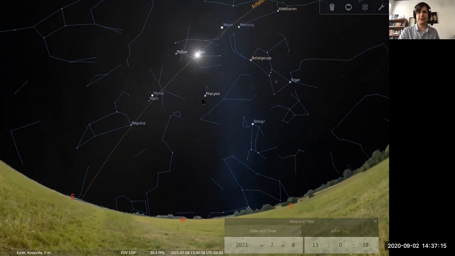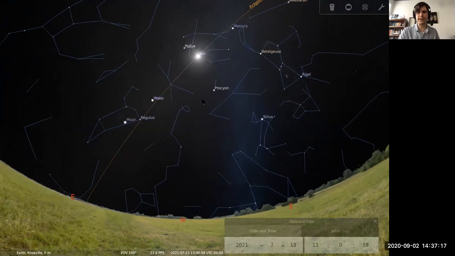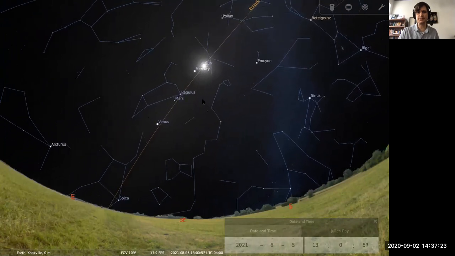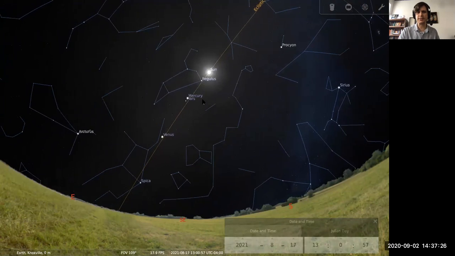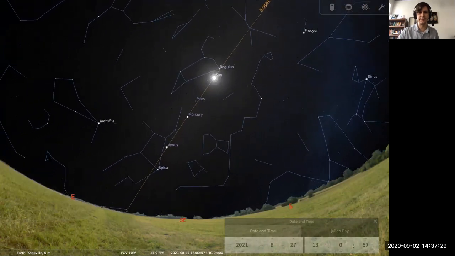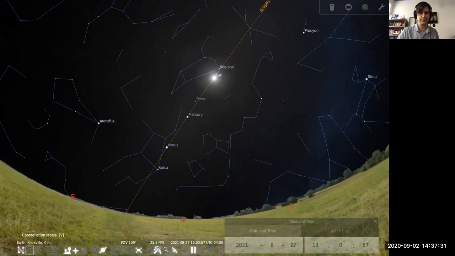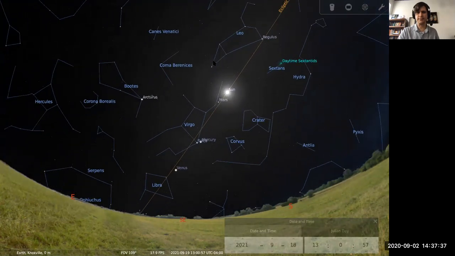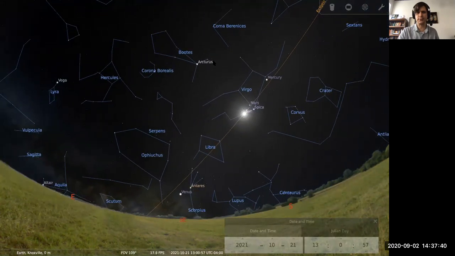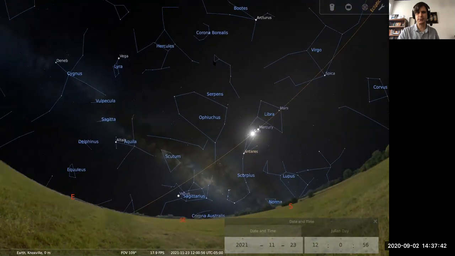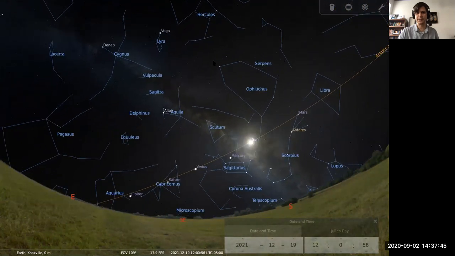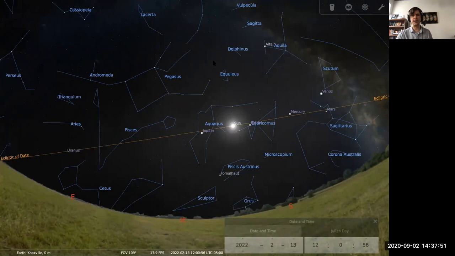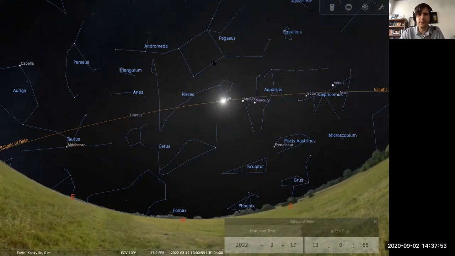And now I'm going to start advancing time, 1 day at a time. And you can see the sun is just moving along the ecliptic and it's starting to hang out with different constellations. Let me turn on the constellation names. So now it's in Leo, and then it'll be in Virgo, making its way through the zodiac, Libra, Scorpius, Ophiuchus, Sagittarius. So there's the sun winding its way over the course of the year along the ecliptic.